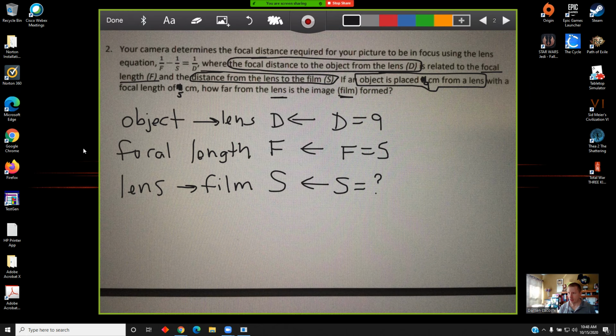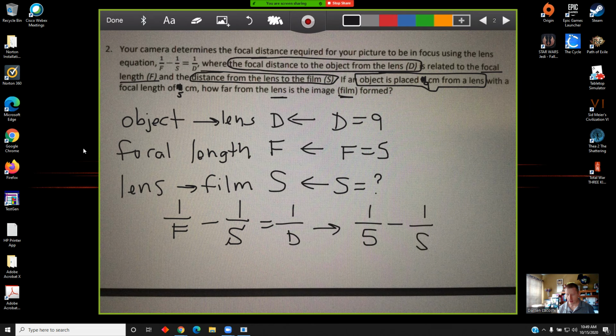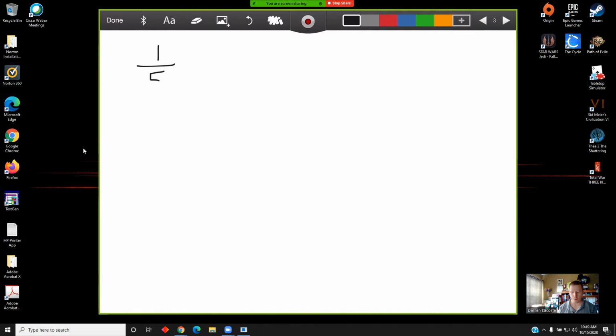Okay, so we're going to take this equation and we're going to replace the letters. So 1 over f minus 1 over s equals 1 over d. And we put in the numbers that we now know. So we get 1 over 5 minus 1 over s equals 1 over 9. And that's the equation we have to solve: 1/5 minus 1 over s equals 1 over 9.